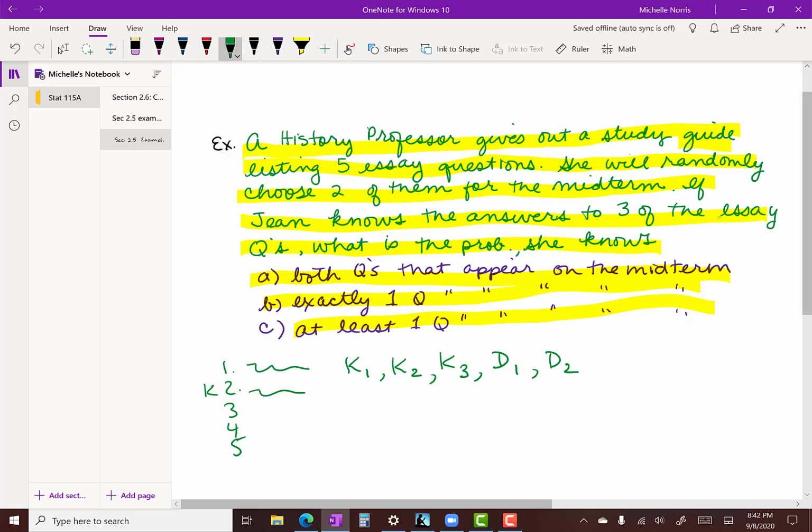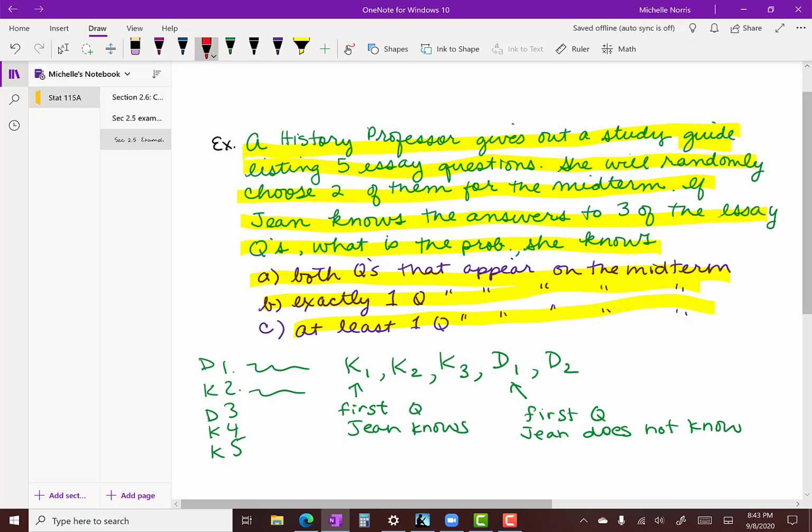So it could be that she knows questions 2, 4, and 5, and she doesn't know 1 and 3. And so K1 would be 2, K2 would be 4, K3 would be 5. So it's just a convenient notation. So this is the first question Jean knows, and D1 stands for the first question Jean does not know. Now the test is going to look like things like K1, K3, or K1, D1, and so on.